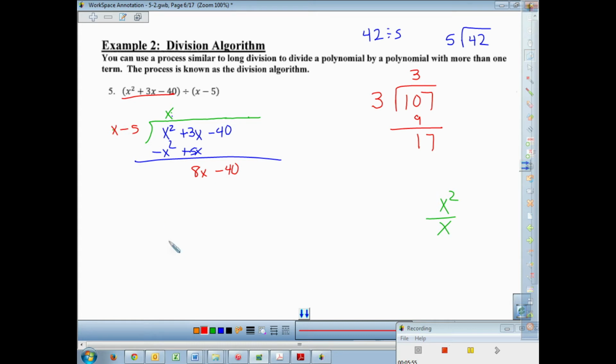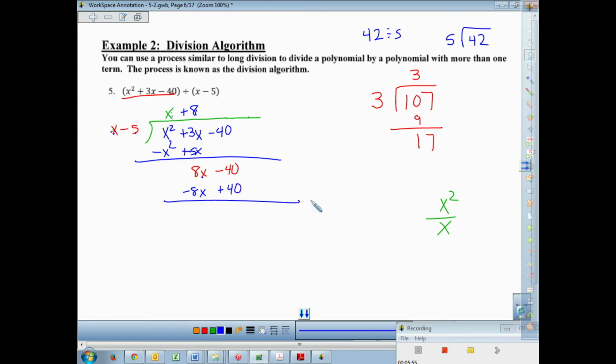Then we do it again. We start over, and we see how many times, what's 8x divided by x? What would you get? What's 8x divided by x? 8, and it's a positive 8. And then we do the multiply opposite trick. We'll take 8 times x and get 8x, correct? Then we'll change its sign and do minus 8x. And then 8 times -5 is -40, but I want the opposite trick and put that right there.